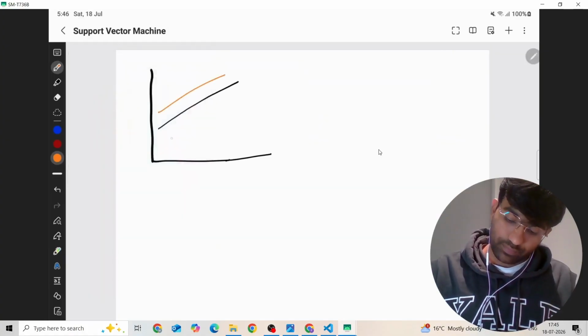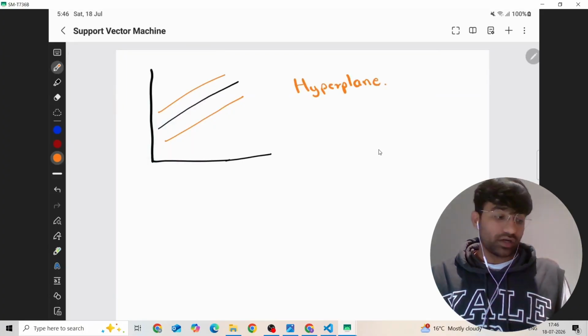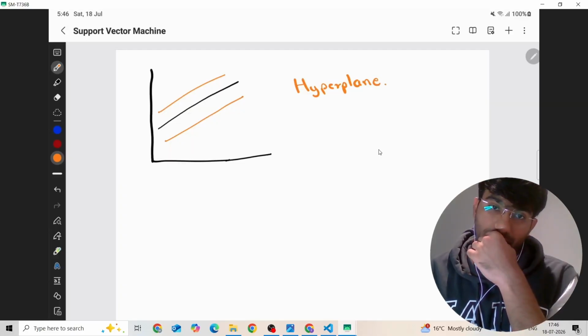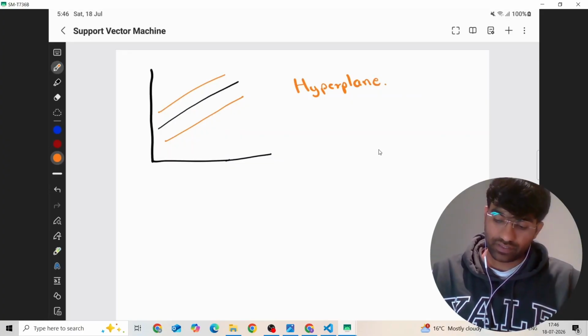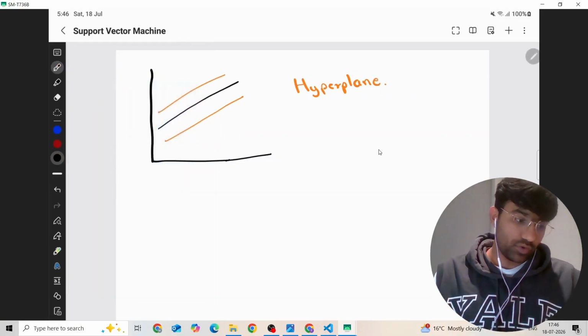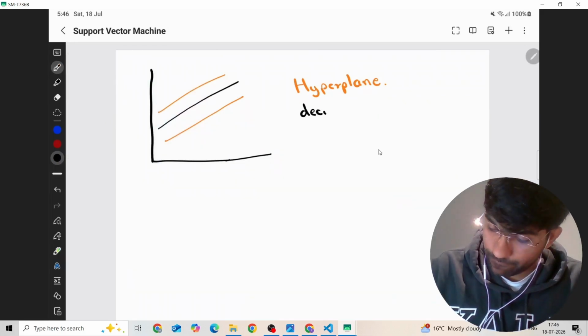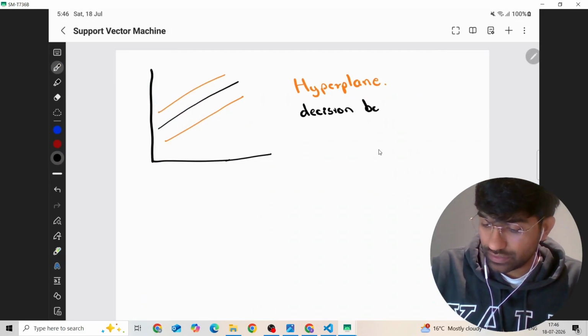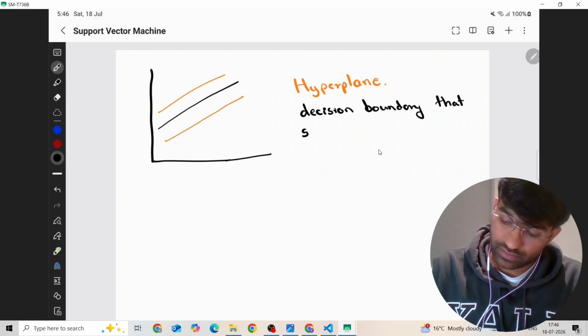We have the hyperplane. So what is the equation of the hyperplane and what is the definition of the hyperplane? The hyperplane is nothing but a decision boundary that separates the different classes.